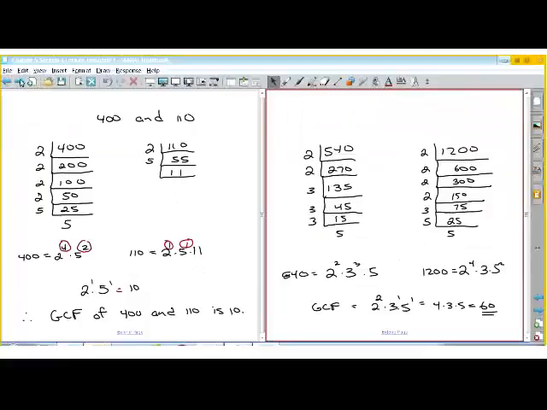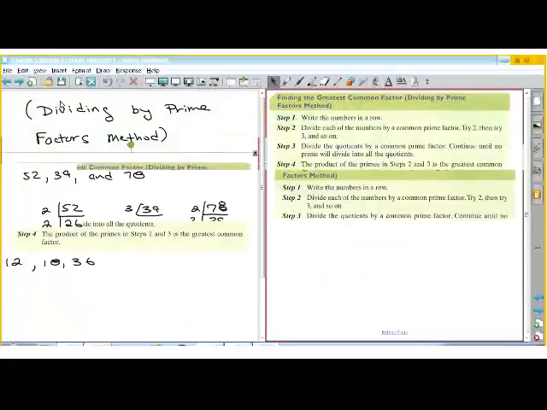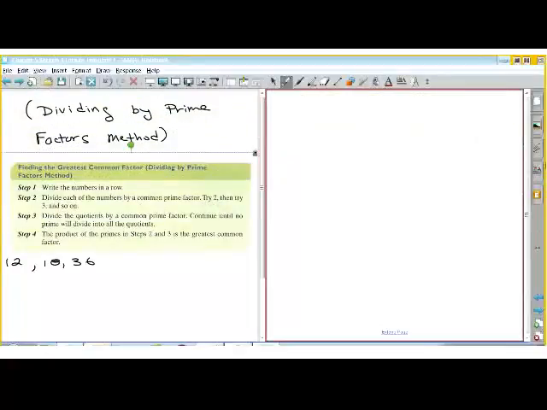Then I'm going to go steal this one I did earlier. This one right here. What was it? 540 and 1200. So the second method is called dividing by prime factors method. So it says you write the numbers in a row. In this case, I just have two numbers.